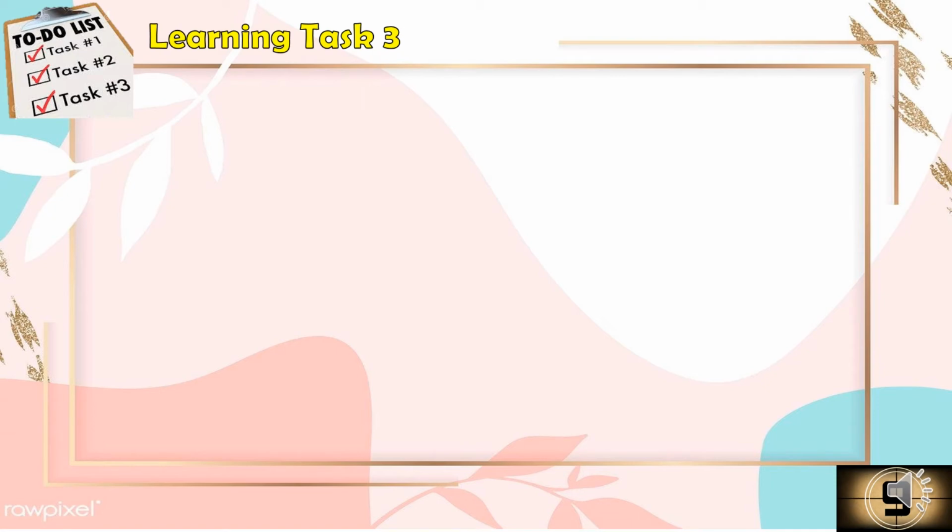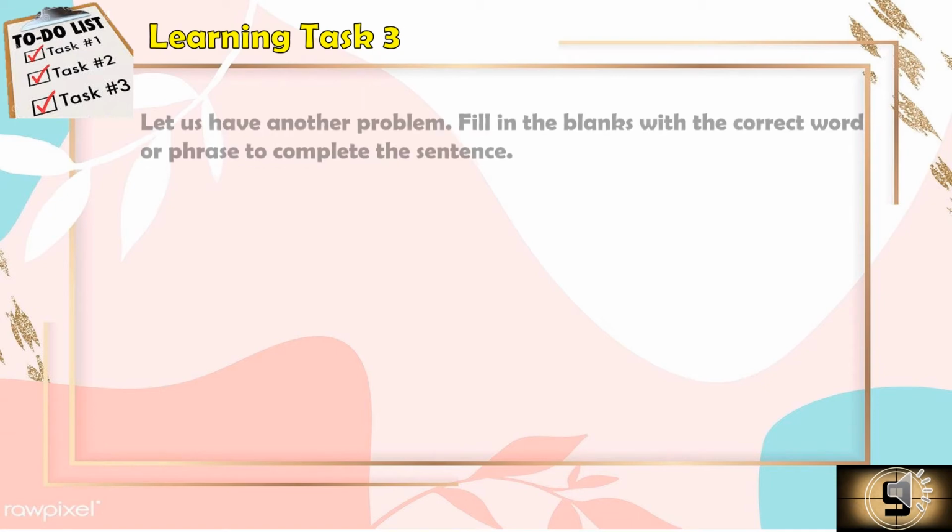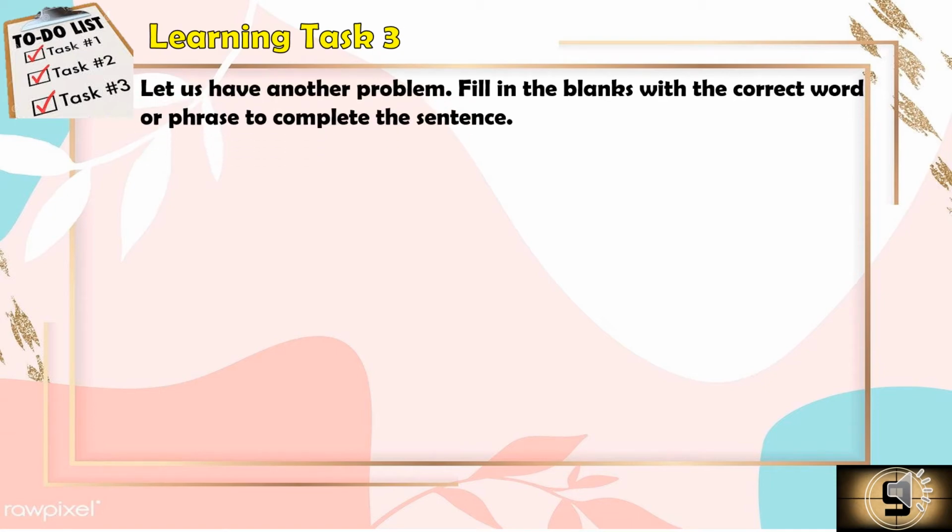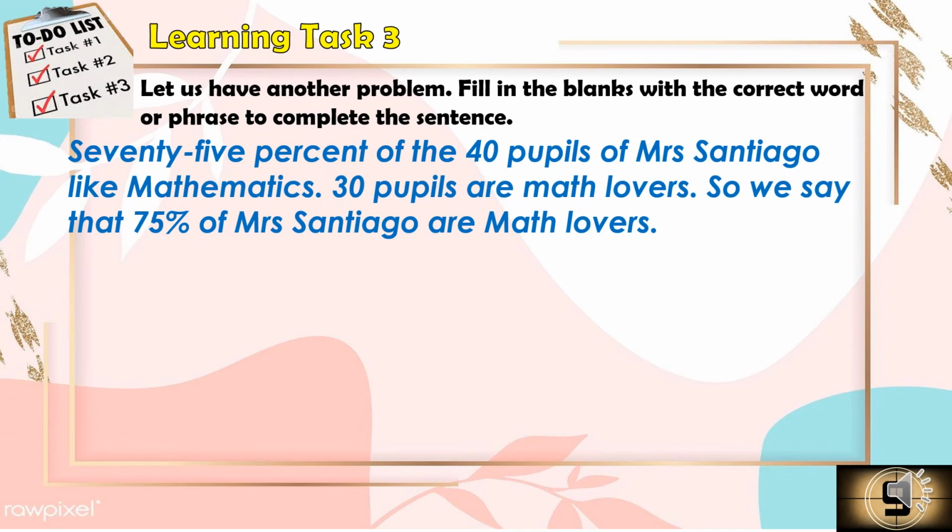So let us now answer learning task 3. So let us have another problem. Fill in the blanks with the correct word or phrase to complete the sentence. So 75% of the pupils of Mrs. Santiago like mathematics. So 30 pupils are math lovers.